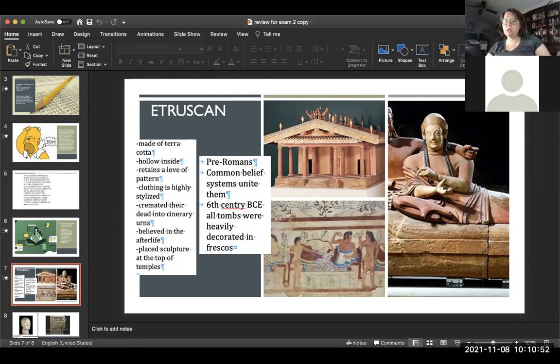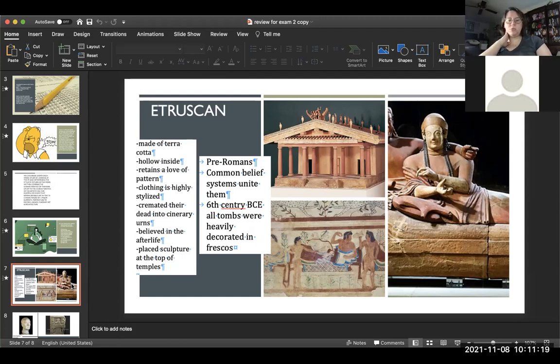So the image that you see here on the right with the woman reclining is a cremation urn. The remains of the couple are inside the urn. They believed in an afterlife, and their religion was something that unified them, as well as they all spoke the same language.